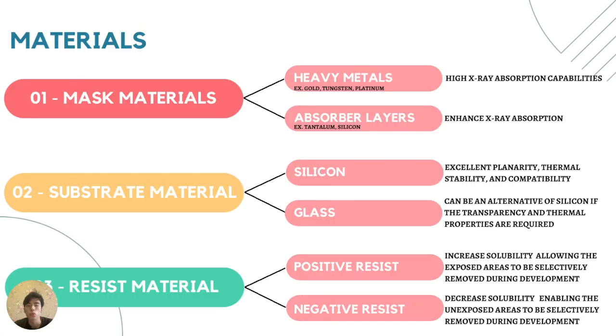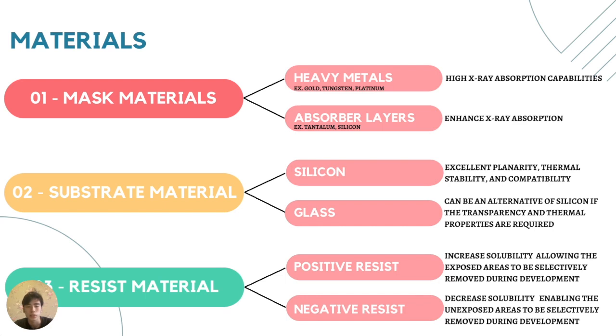In order to create nano product by XRL, many materials are necessary. We will classify the material used with this technique into 3 types. Firstly, the mask materials should be heavy metals such as gold, tungsten, and platinum, since these metals have high X-ray absorption capabilities. However, sometimes absorber layers are required in order to enhance the X-ray absorption.